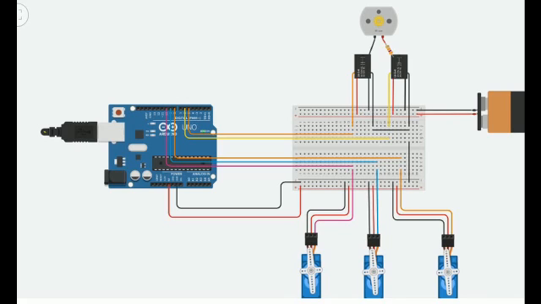Here we can see the DC motor is on, and when sensing is done, it will turn off and then turn on again when the process is complete. Hence, this is working on the code shown.